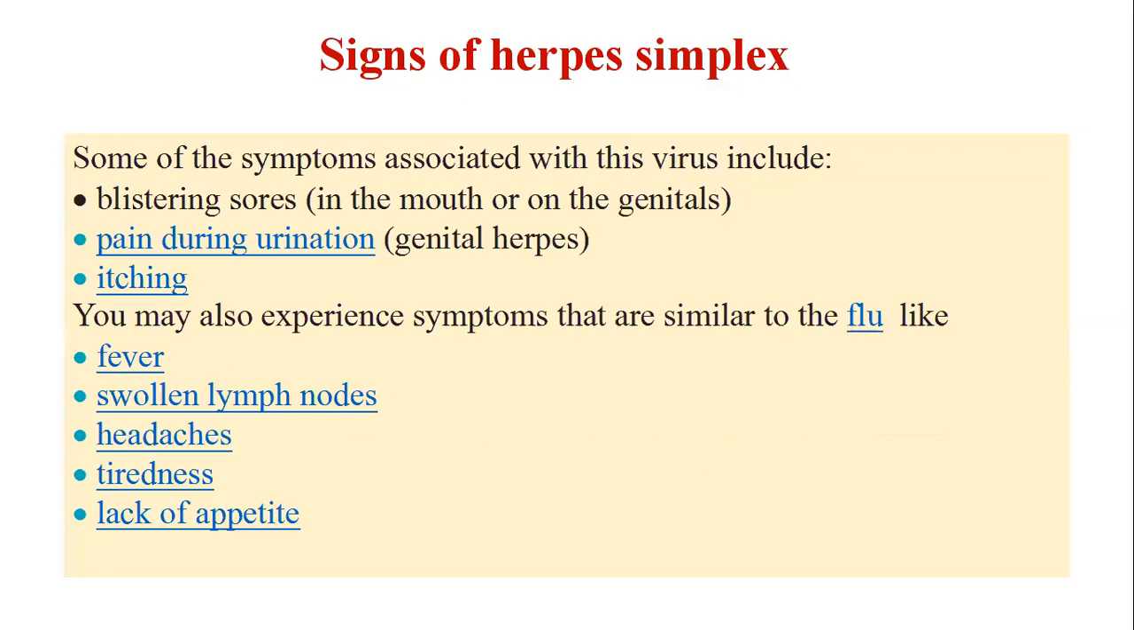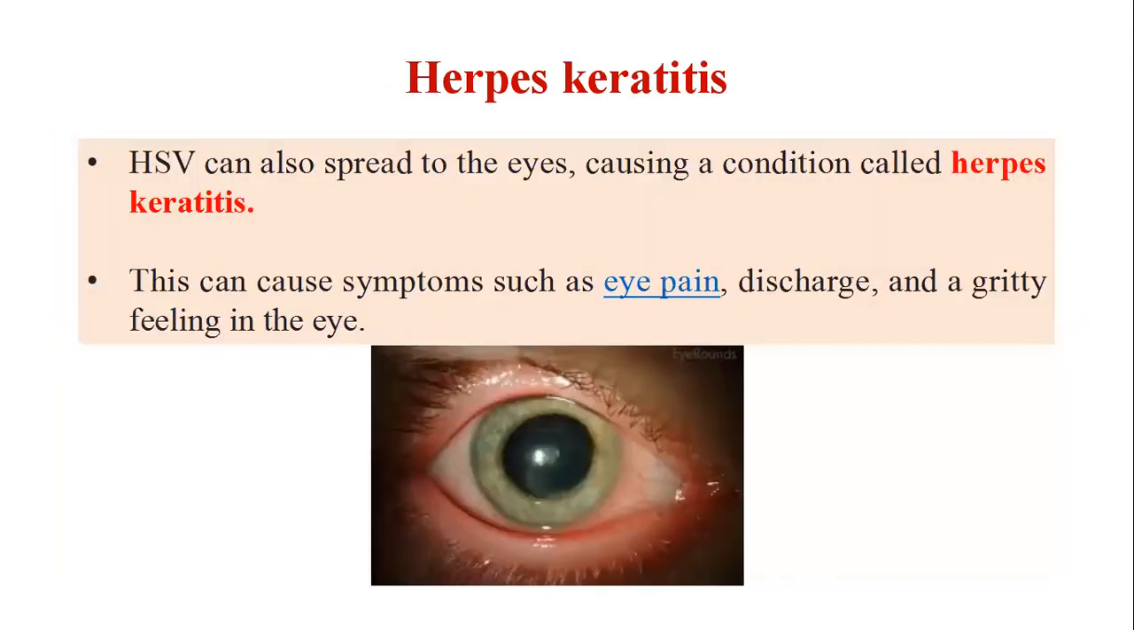Now, what are the signs and symptoms associated with this viral infection? Blistering sores in the mouth, on the lips, or on the genitals. Pain during urination signifies genital herpes. Itching surrounding the lesion area. Or the person may experience flu-like symptoms: fever, swollen lymph nodes, headache, tiredness, and lack of appetite. These are common symptoms of flu.